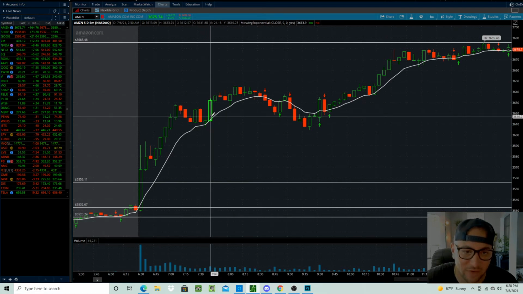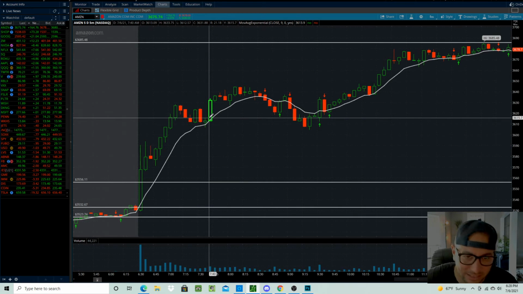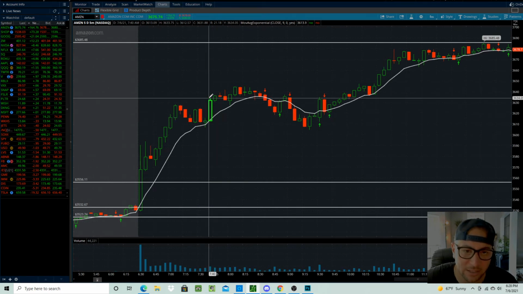36.15. The next 5 minute candle comes in, goes from 36.15 to 36.16. You would have got in. This put in a top tick of 36.34.